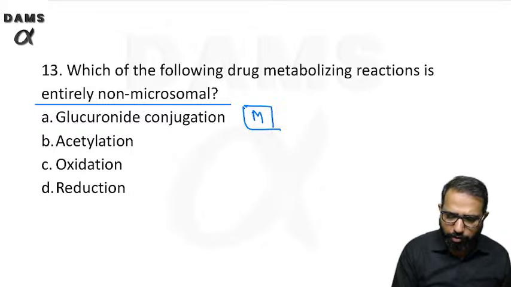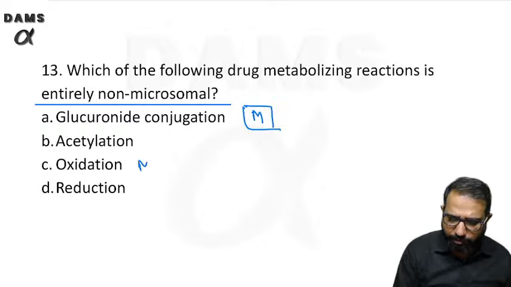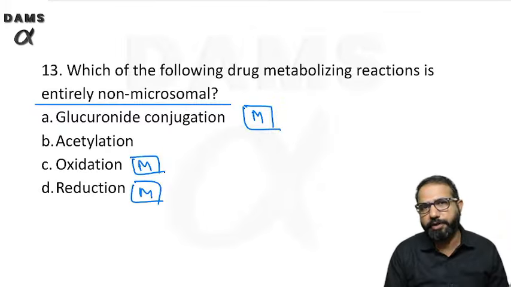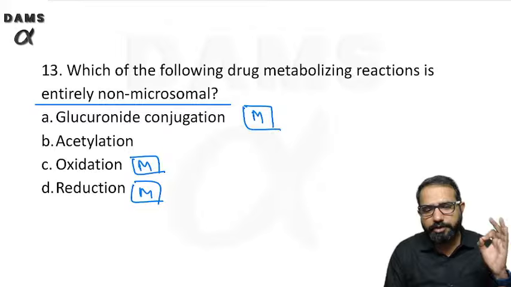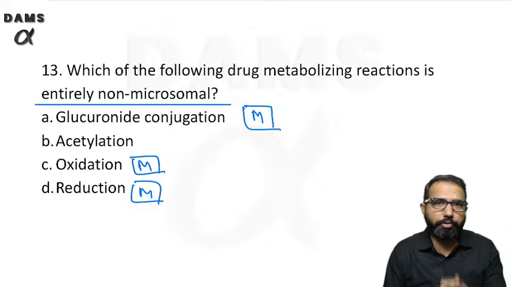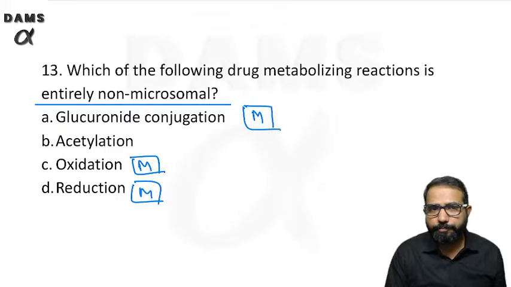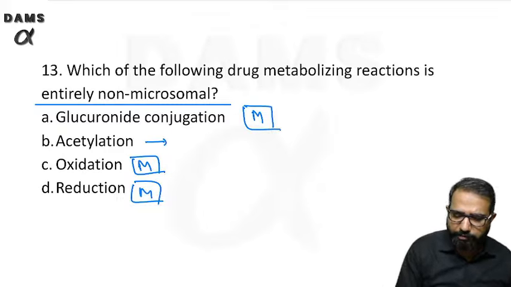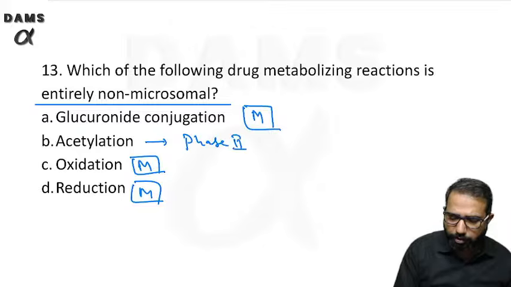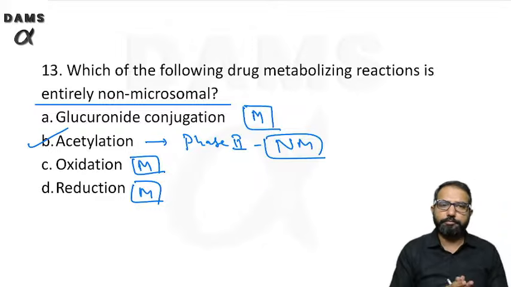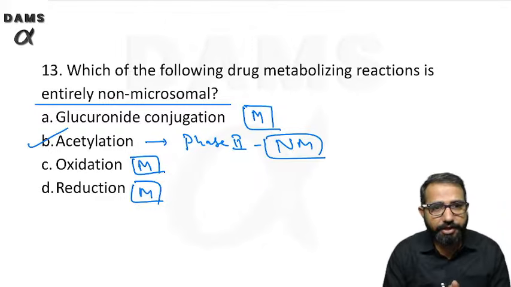Now oxidation, that is phase 1, that is microsomal. Reduction, hydrolysis, these are phase 1. Remember, phase 1 is microsomal, phase 2 is non-microsomal, but out of phase 2, glucuronidation is microsomal. Now acetylation, which is phase 2, and phase 2 is a non-microsomal reaction except glucuronidation. So very simple question, acetylation.